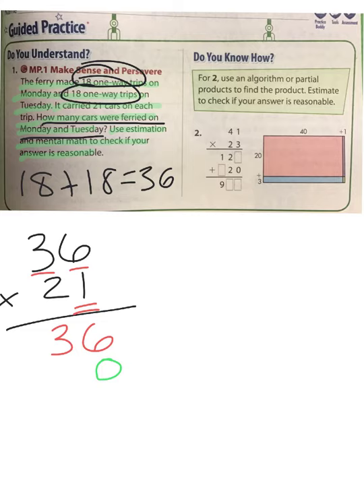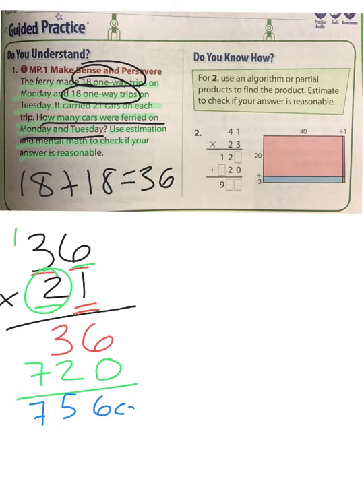Now we're going to multiply our tens place. So first multiply your tens by your ones. So 2 times 6 is 12. Put your 2, regroup your 1. 2 times 3 is 6, plus 1 more is 7. Now we can add them up, and we get 756 cars.